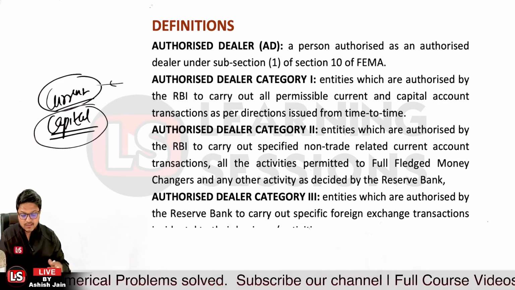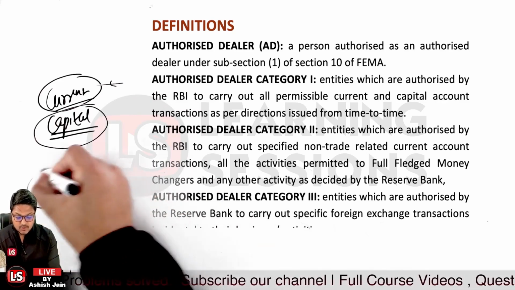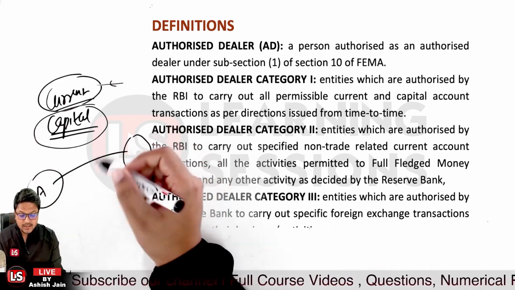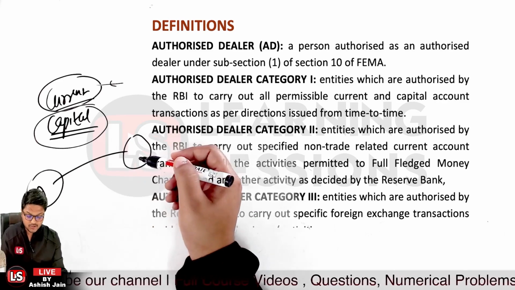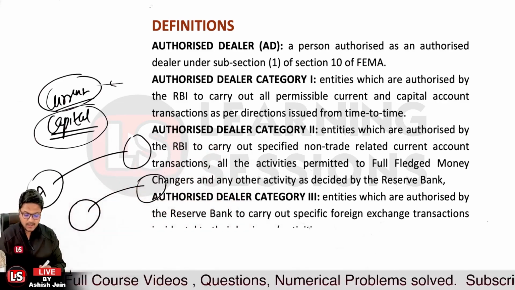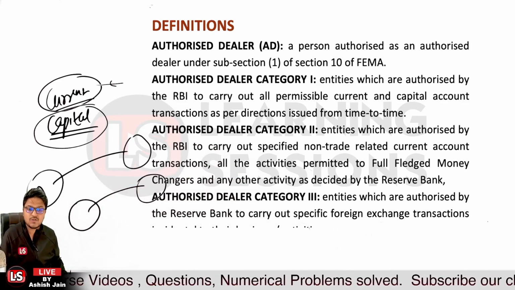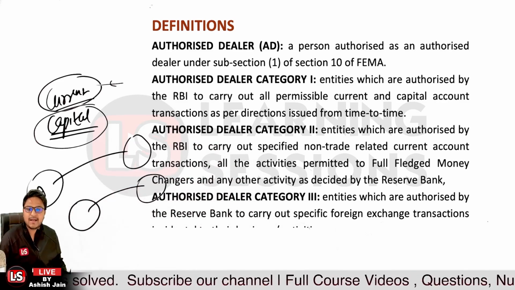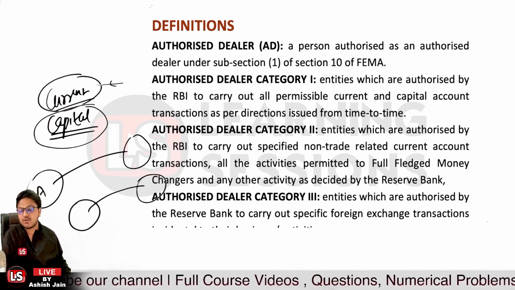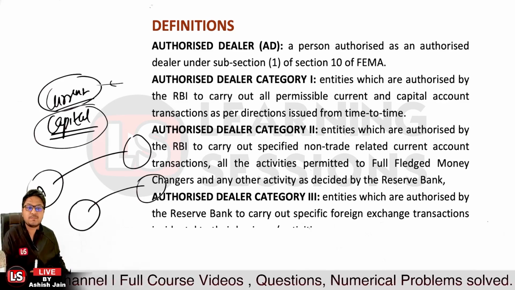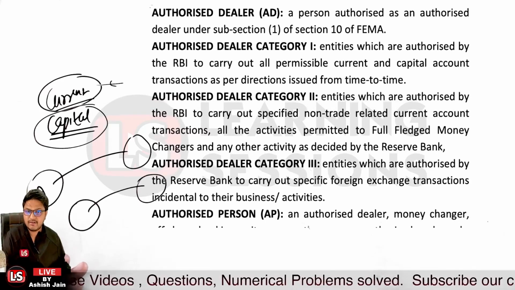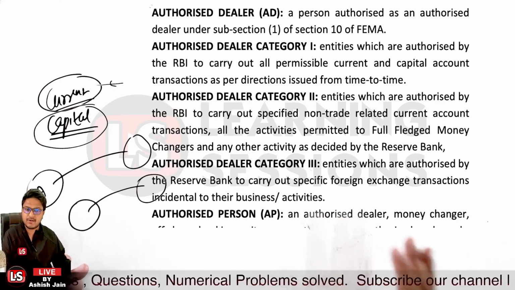It also covers, for example, a person residing in India who buys a property abroad; that is a capital account transaction and not a current account transaction. Similarly, if an NRI wants to buy some property here in India, that is also a capital account transaction, not a current account transaction. And under authorized dealer category 3, all those entities which are authorized by the Reserve Bank of India to carry out specific foreign exchange transactions incidental to their businesses or activities are covered.